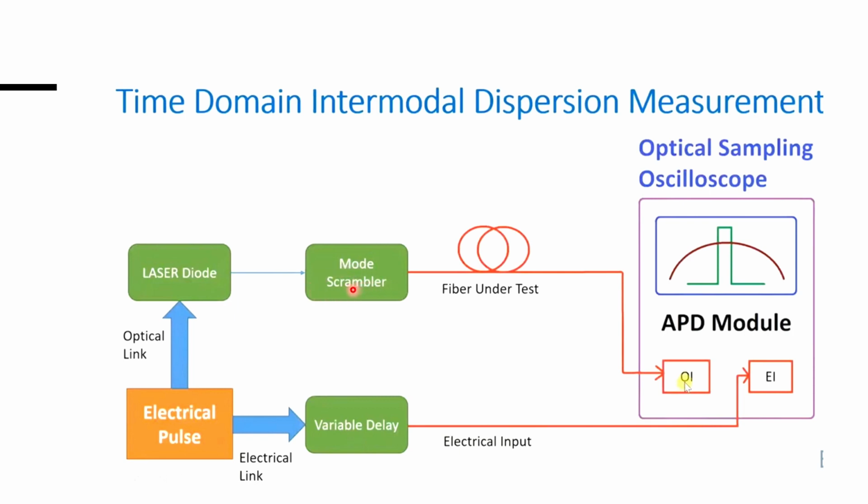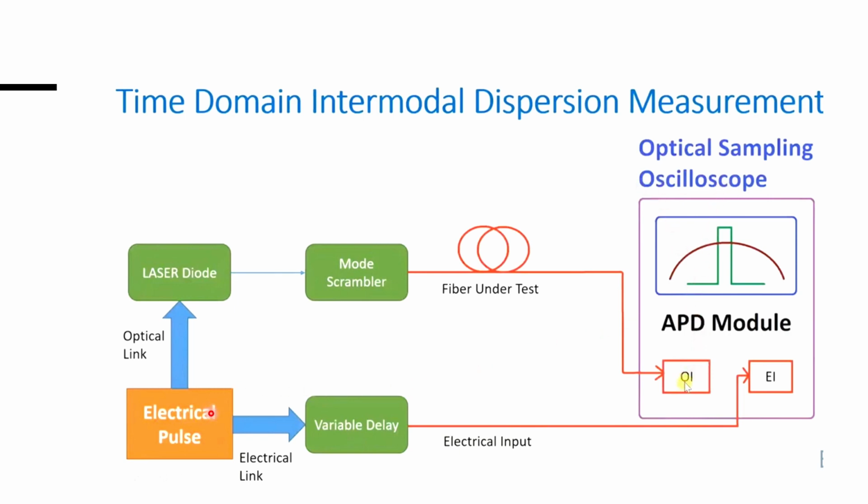Mode scrambler is used to scramble the modes. As we all know that we are dealing with the intermodal dispersion, and it happens in the multimode fibers. In multimode fiber we have the different modes. So for that we have the mode scrambler. Mode scrambler is used to select the number of the modes for the optical fiber cable, and in this we are going to test the dispersion. Now the output of the mode scrambler is given to the optical fiber, and the output of the optical fiber is given to the optical input of the oscilloscope.